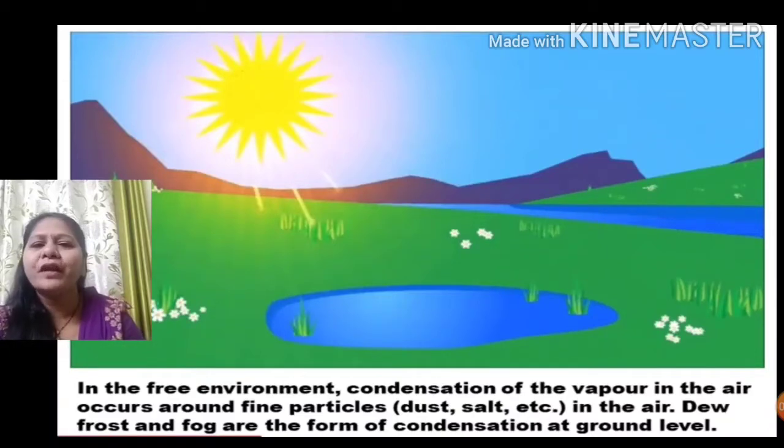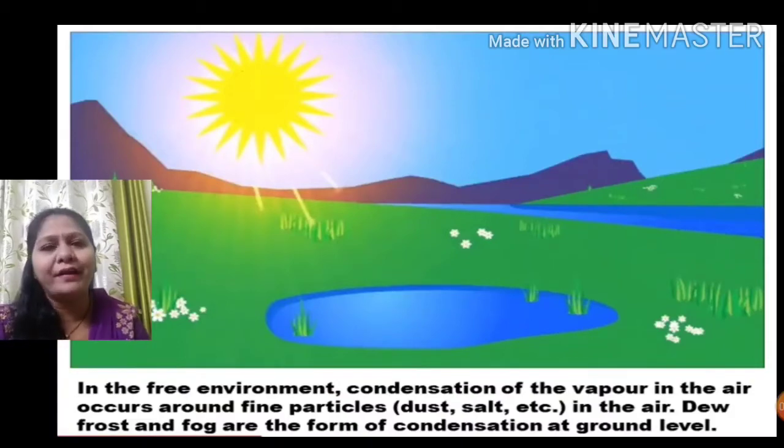Now, in this free environment, condensation of the vapor that is in the air occurs around fine particles, that is dust particles, salt particles, etc. in the air. Dew, frost, fog are the forms of condensation at the ground level.